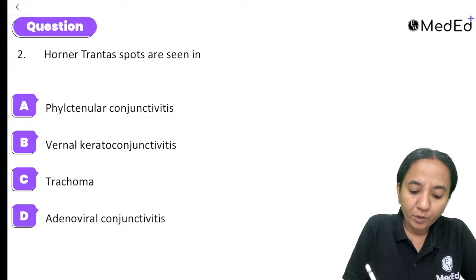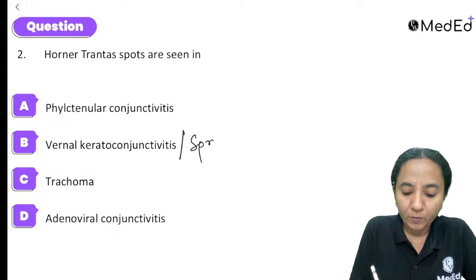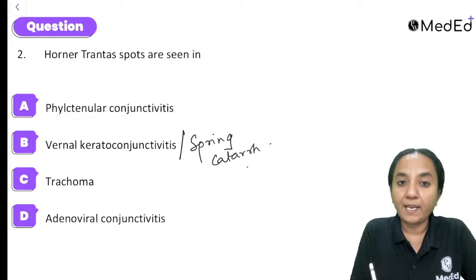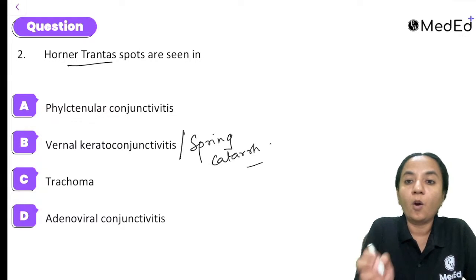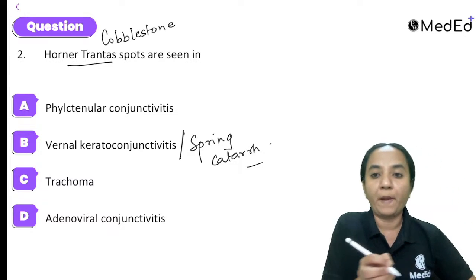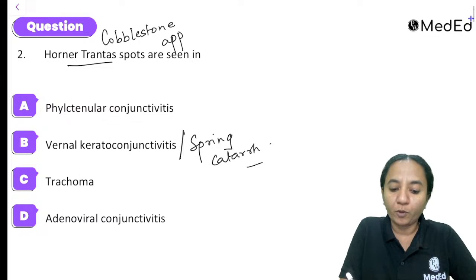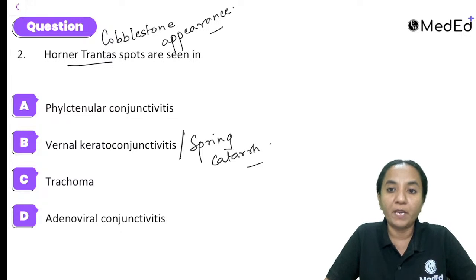Correct. The HT spots or Horner-Trantas spots are seen in vernal keratoconjunctivitis, which is also called spring catarrh. VKC or spring catarrh, there you get to see Horner-Trantas spots. Another thing you see is cobblestone appearance or cobblestone papillae. Cobblestone appearance and HT spots, both are seen in vernal keratoconjunctivitis. This is a very common MCQ.